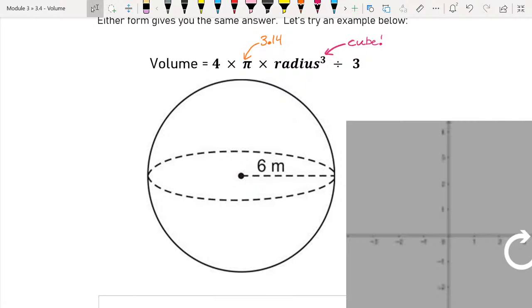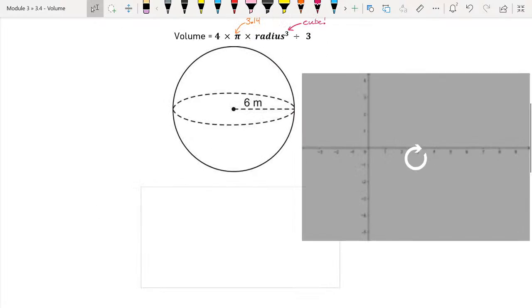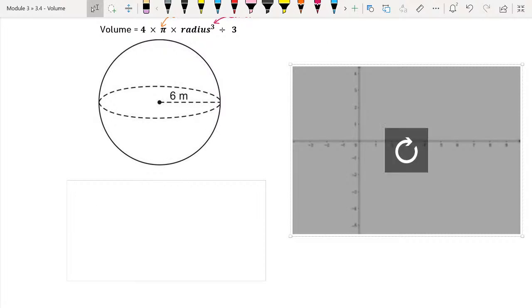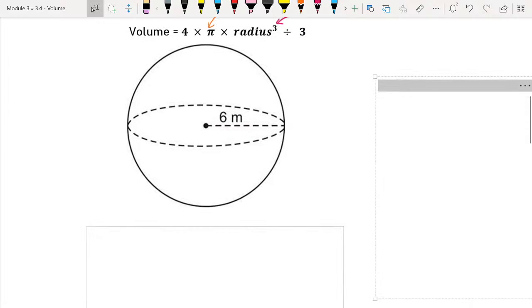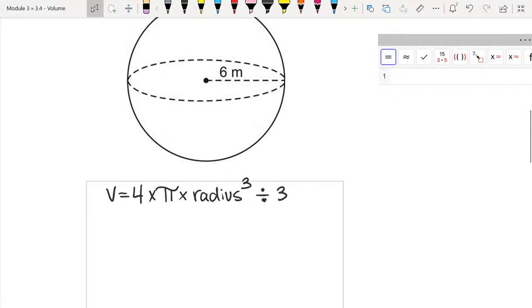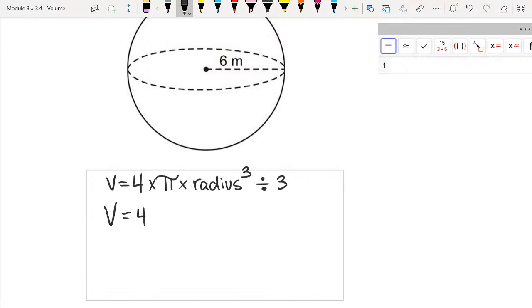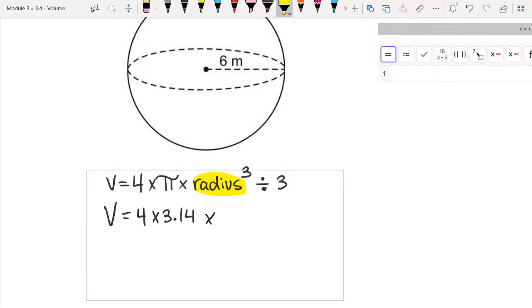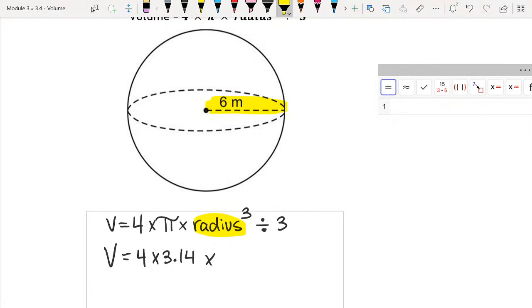We have this sphere right here, and let's see if we can't figure out its volume. So to do that, we're going to remind ourselves that volume is equal to 4 times pi times the radius cubed divided by 3. And so we'd say, okay, volume equals 4 times, we use the number 3.14 for pi. If you want to, you can just press the pi button on your calculator. That's fine. And then the radius. Well, let's look. What is the radius of this particular sphere? 6 meters.